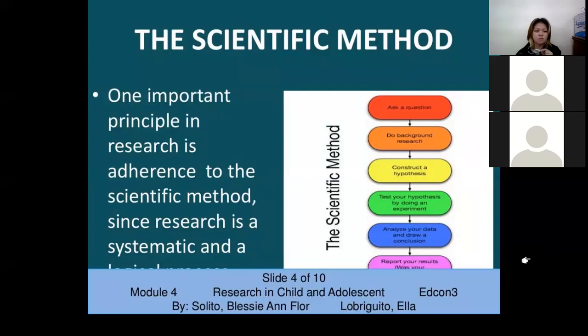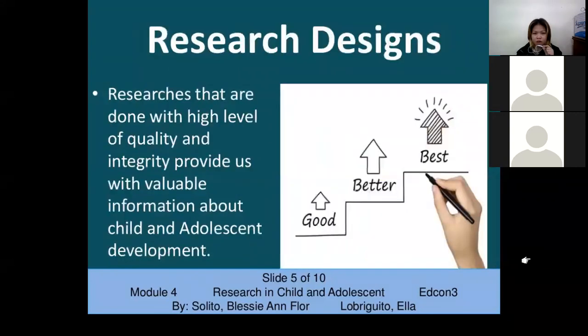So one important principle in research is adherence to the scientific method, since research is systematic and it follows processes, kumbaga, systematic. It has a process that should be followed. That's already common knowledge for every one of us inside here.